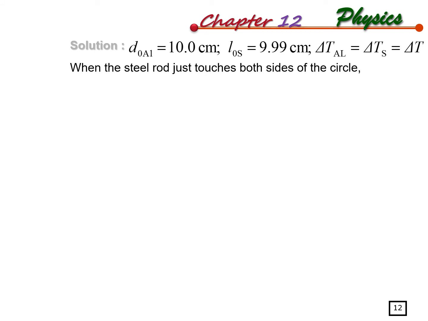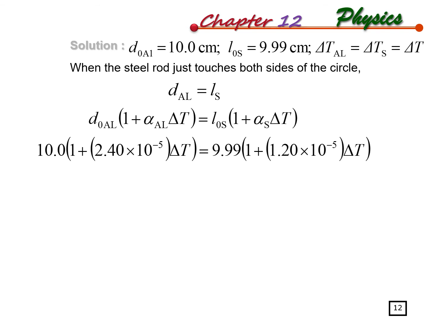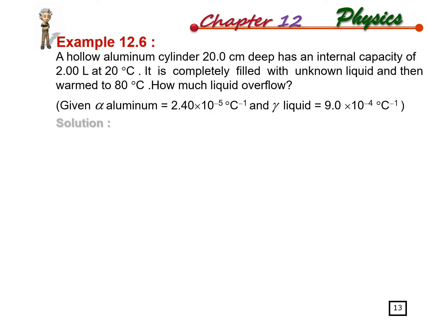When the steel rod just touches both sides of the circle, that means the diameter will be equivalent to the length. By expanding the equation, we are going to determine the change in temperature. Therefore the change in temperature will be equivalent to negative 83.3 degrees Celsius.